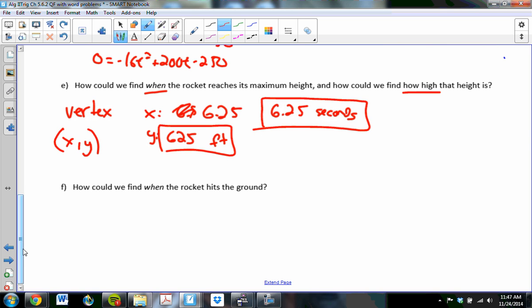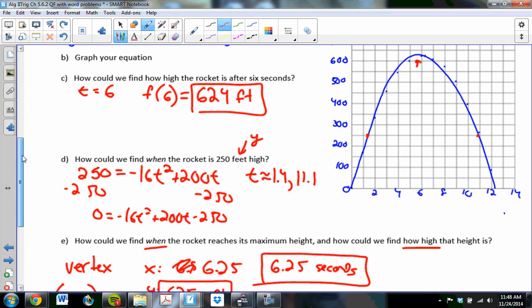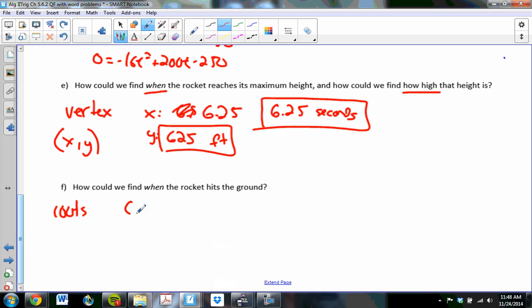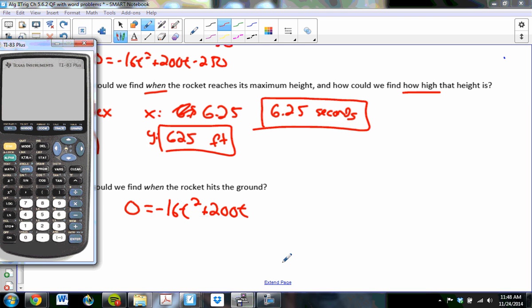When does the rocket hit the ground? We are trying to find roots, or we are trying to find intercepts. One way we can do this is plugging in a 0 here instead of 250. To hit the ground, the height must be 0. I can do the quadratic formula again, and I'll get 2 solutions. If I pull up my calculator and I do second enter, I pull up my previous equation and change the c value, which was negative 250, just change it to a 0. That's really all it was.